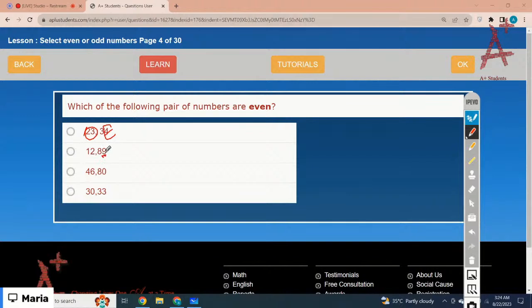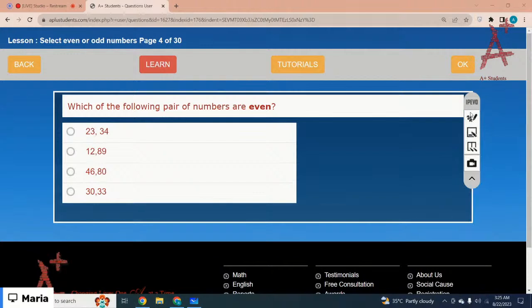89. 9 is odd. This one is odd. This one is even. 80. 80 is even. 46 is even. 33 is odd. 30 is even. That means the only pair where both the numbers are even is 80 and 46, right? The correct option is option number 3.